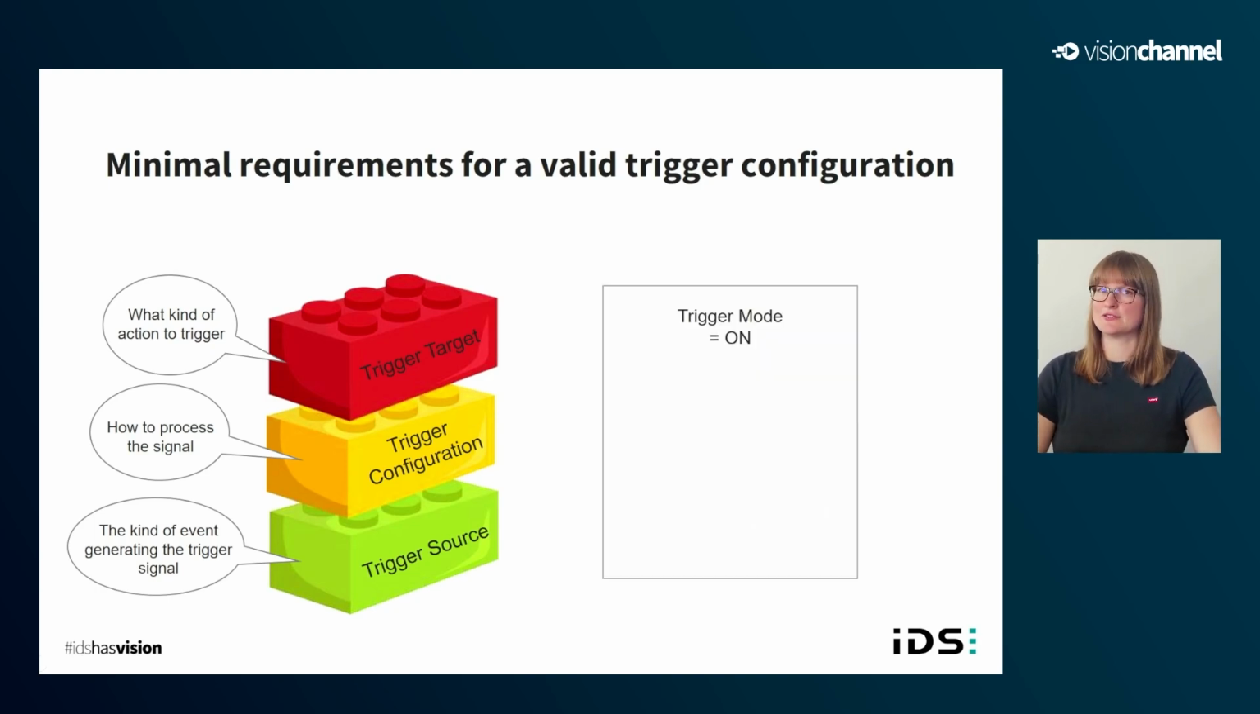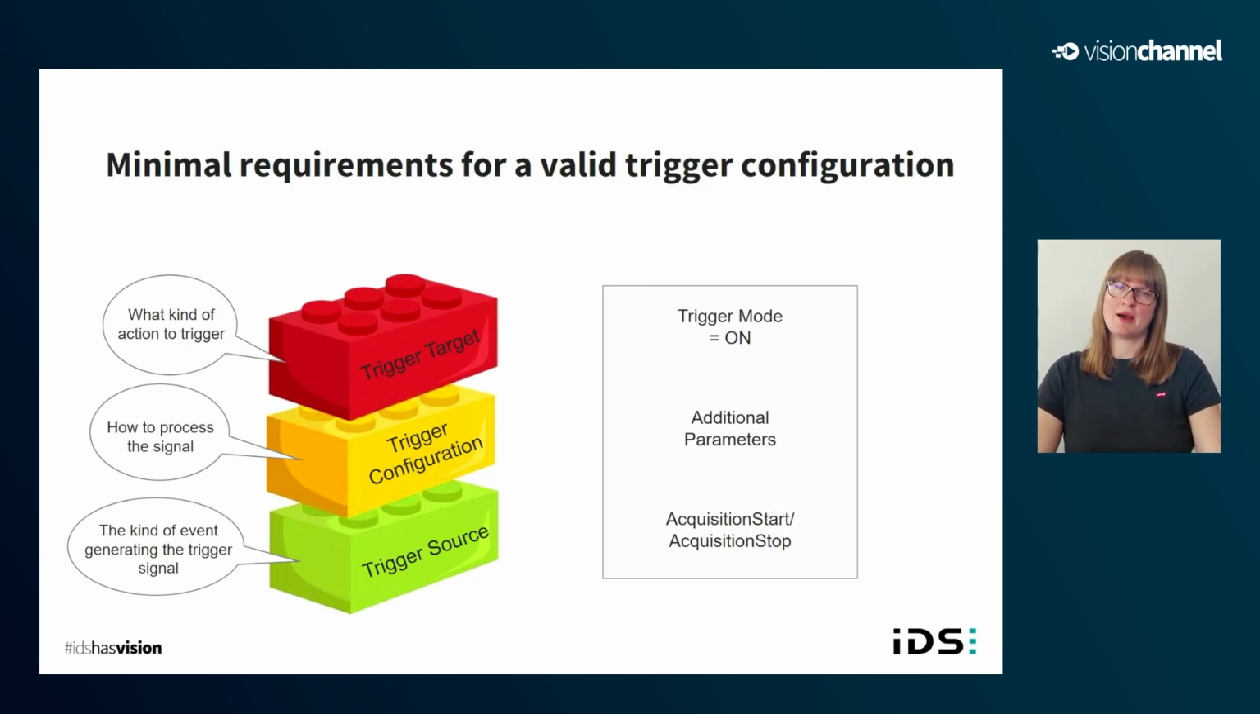After configuring the trigger setup, it is necessary to put the trigger mode of your trigger target to on in order to make the configuration active. Also, there might be additional parameters that you want to adjust, like exposure time or gain. The final step after the parameterization is to call acquisition start. This command makes the sensor ready for image acquisition. After calling acquisition start, the camera will actively wait for and react to trigger signals.